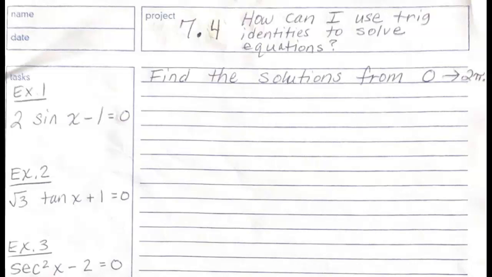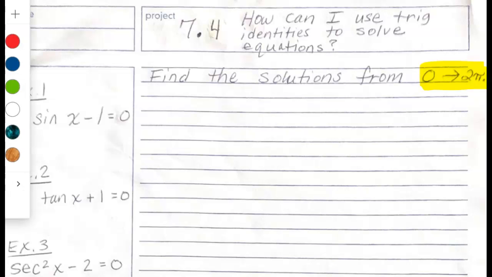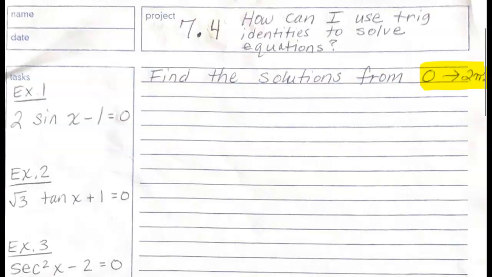So, we are finding all the solutions of these equations from 0 to 2 pi. No matter what your book says or what the directions say, we're always going to only find them from 0 to 2 pi. It just makes it easier. Okay, let's look at our first equation. What if you had the equation 2x minus 1 equals 0? How would you solve that? You'd add 1 to both sides and divide by 2.